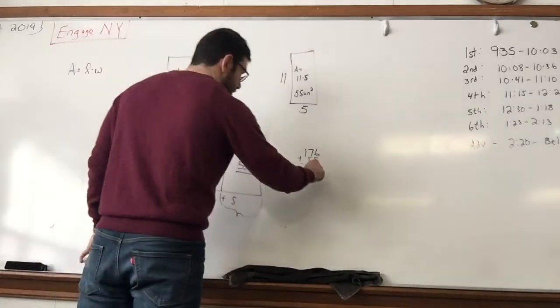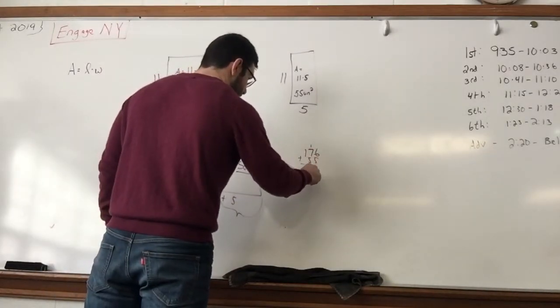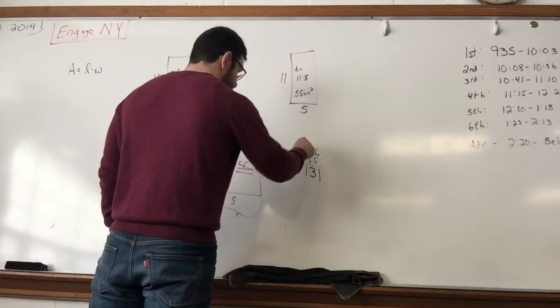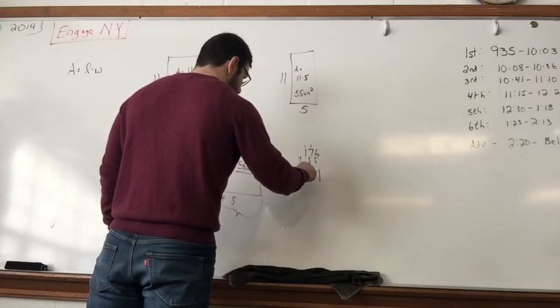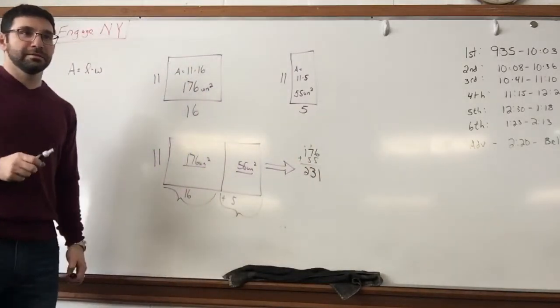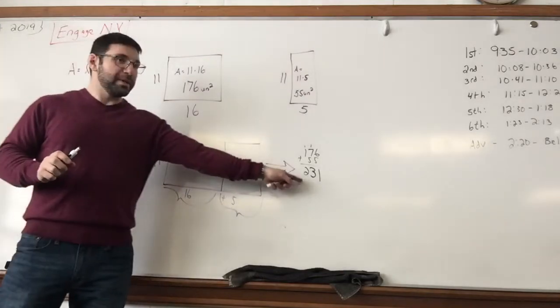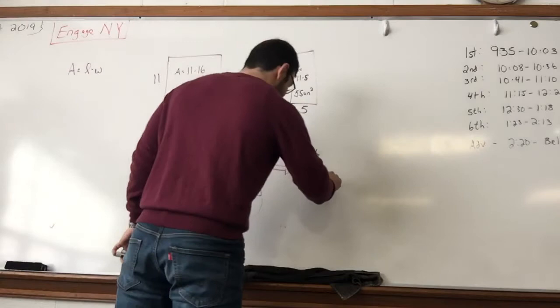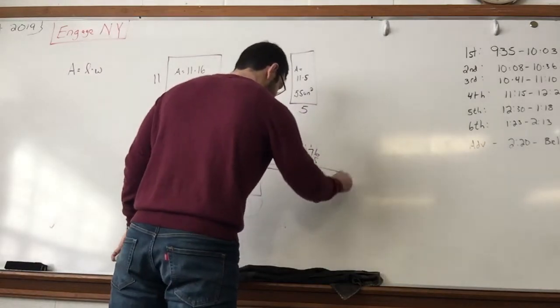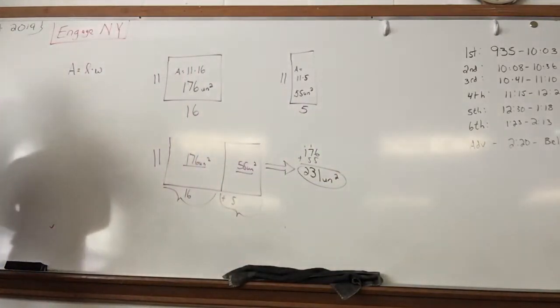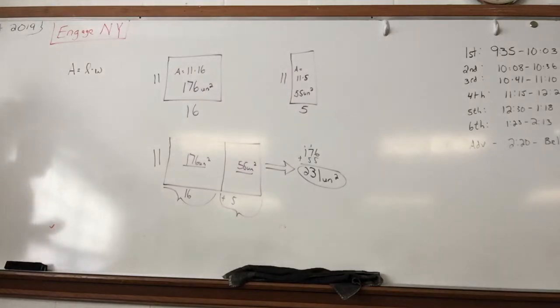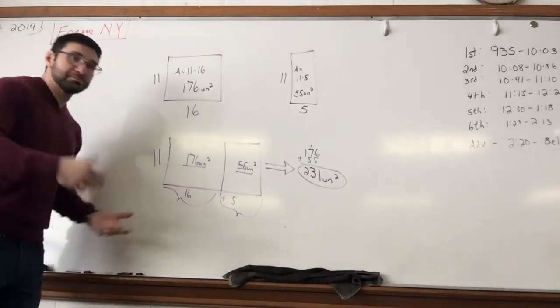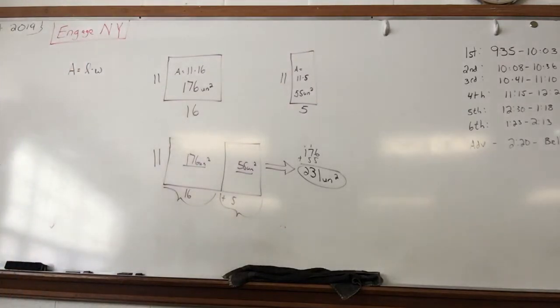Good. So that gives me 1, carry 1, 12, 13, 13, 1. So that gives me 231. Is that right? No. Unit square. Macy, is this right, 231? No. Why not? Because it has to have units squared. Good. This is how we're using a rectangular array to find an answer to a distributive problem. Questions on these?